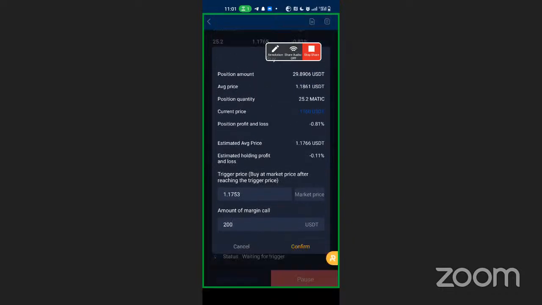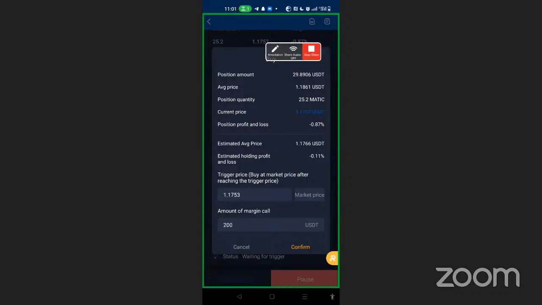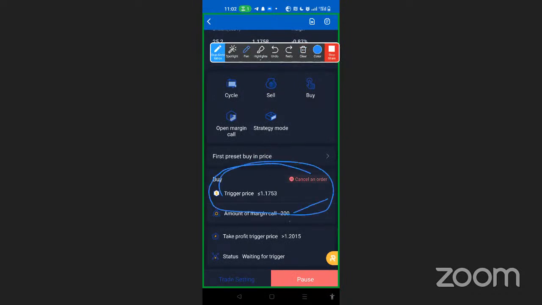So what do I expect? Look here, ladies and gentlemen. The robot will show me the new average price it will create and the new floating profit or loss it will create. So when I confirm, the robot will display my buy order here. It's a manual buy order.